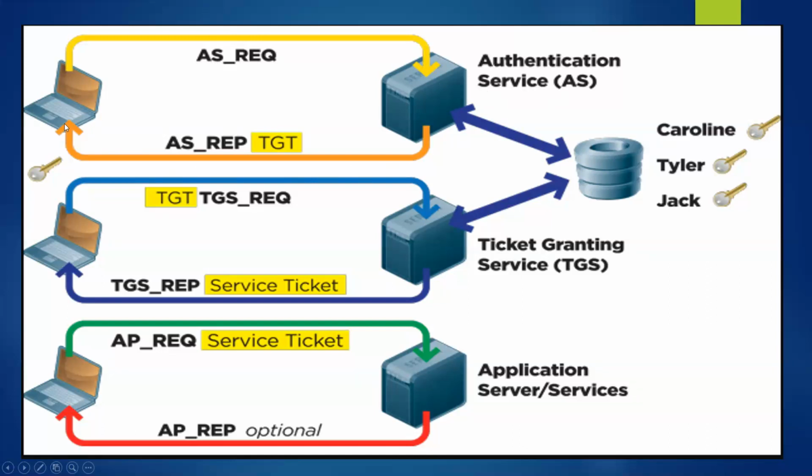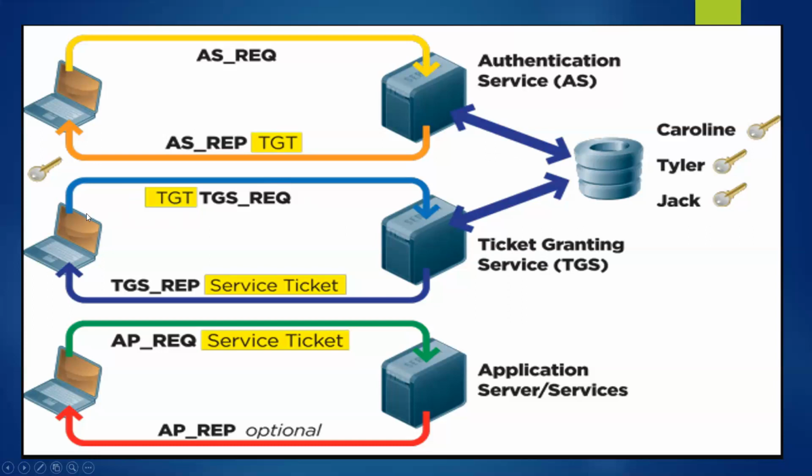What she needs to do is, when she receives that ticket granting ticket, the next step is she will need to pass that ticket granting ticket along with the request to access the server. Now, when she passes that ticket granting ticket along with her request, it is hitting the ticket granting service. The ticket granting service is what will now issue her the service ticket.